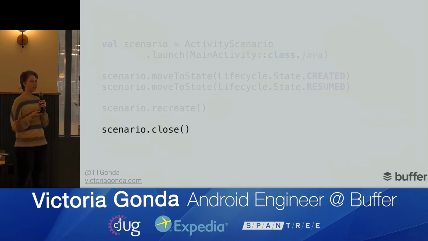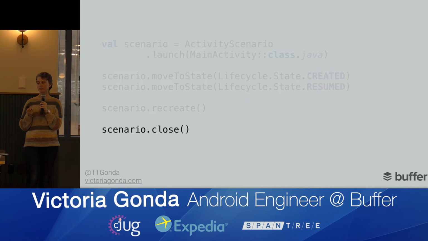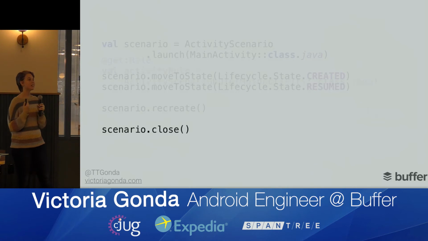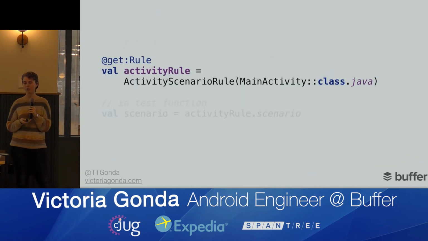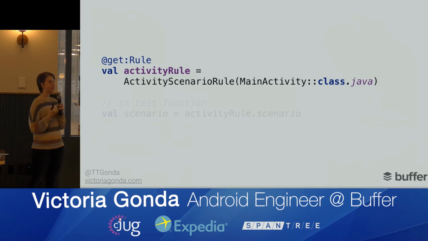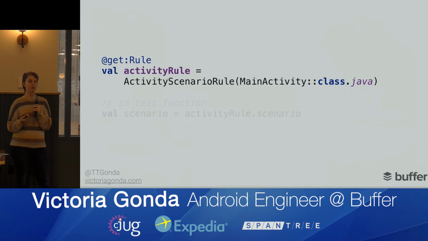And then one last thing here. You can use close to free all the resources and bring your test back to their initial state. It's recommended that you use this if you're not using the scenario rule to avoid flaky tests, which will take care of this for you, which, speaking of, there's an activity scenario rule that you can use instead of using activity scenario to launch your activity manually in each test. You can use this instead of activity test rule that you might be familiar with.